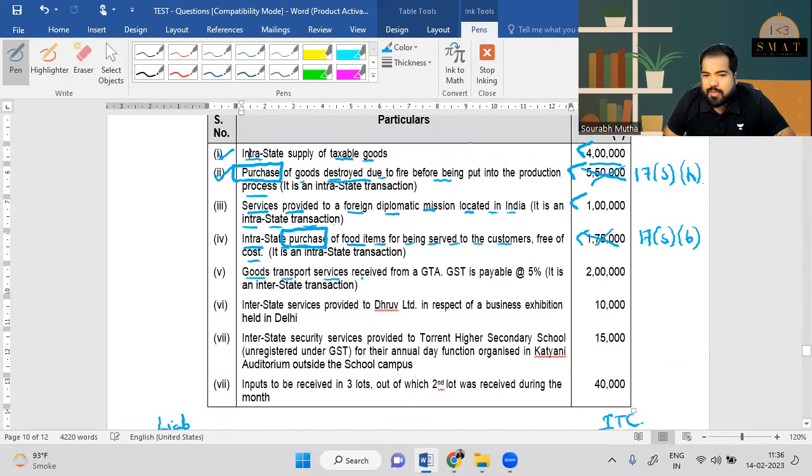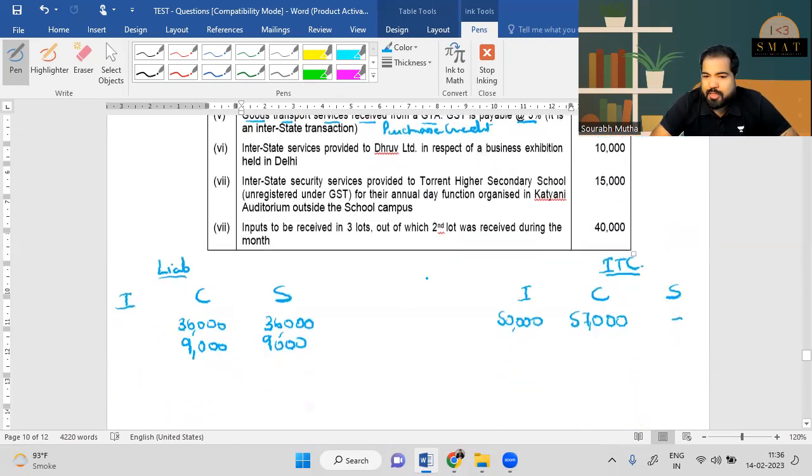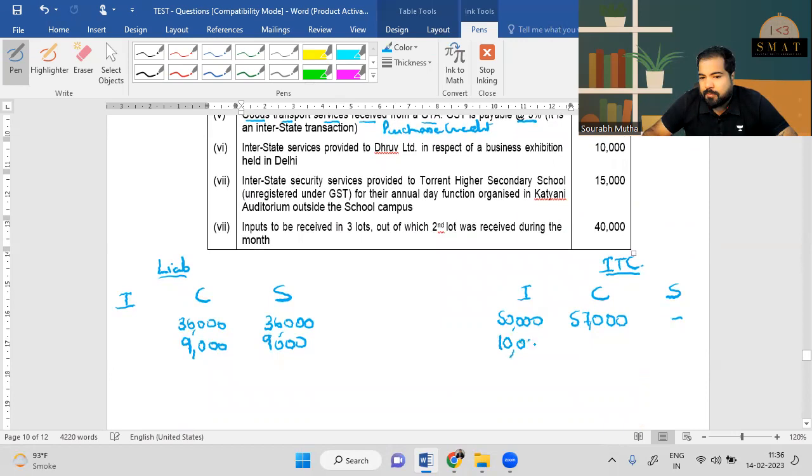Goods transport services received from a GTA. So again, you purchase something, so purchase should lead to credit. GST payable is 5%. So on 2 lakh, 5% interstate. It's not 18%, because the GST on this, they mentioned, is 5%. So 2 lakh into 5%, 10,000. Thankfully, my first credit, IGST 10,000.